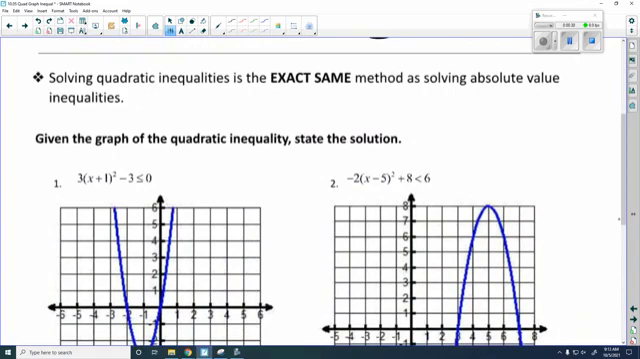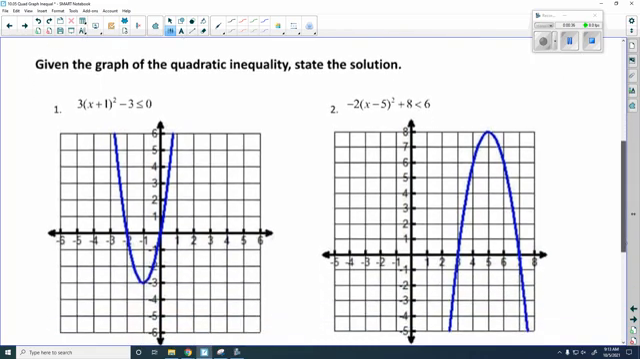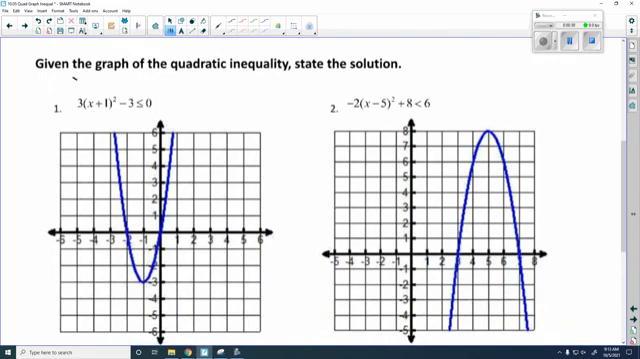Your Delta Math will have both absolute value and quadratic graphs because they look the same. They do the same thing. So this first example is asking, where is the graph less than or equal to 0? Where is the graph less than or equal to 0?